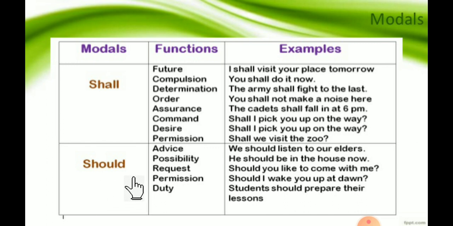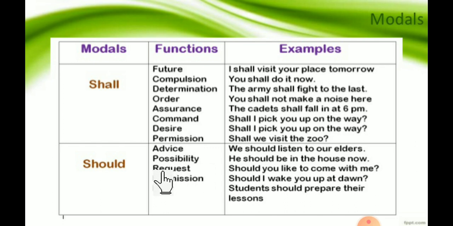Now, should modal verb. When to use should? When it is advice, when it is possibility, when it is request, when it is permission, and when it is duty. At that time you can use should. Now examples. We should listen to our elders. It is advice. Is it true or no? Yes. Next, possibility. He should be in the house now. So there is a possibility. My mother should be in the house now, or she may not.